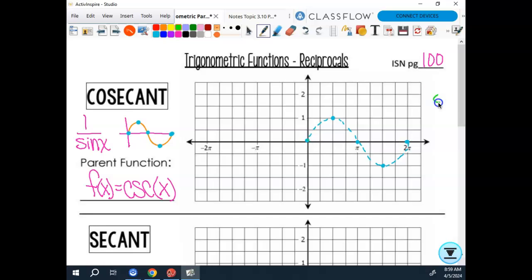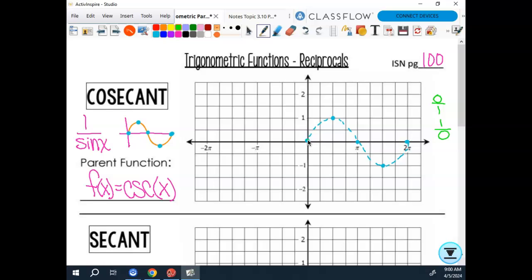So 0 is 0 over 1. When you take the reciprocal, that is 1 over 0, which is neither 1 nor 0. It is what? Undefined. Thank you very much. You said that. Finally, I got that out of somebody. All right. So here, when sine is 0, cosecant is undefined.